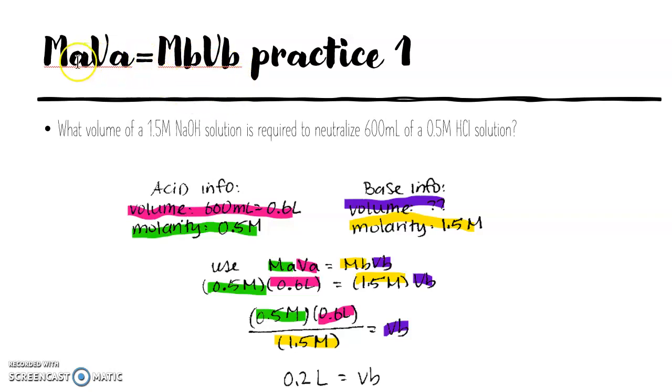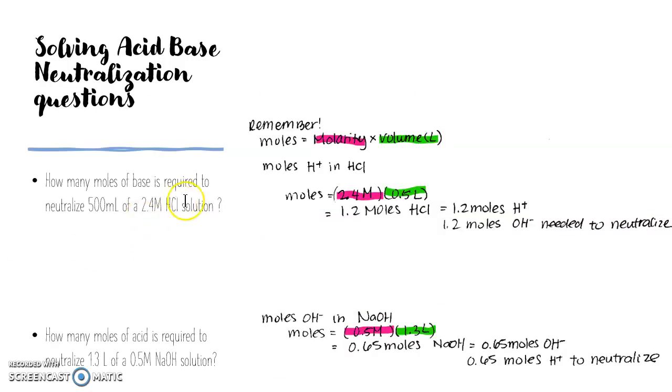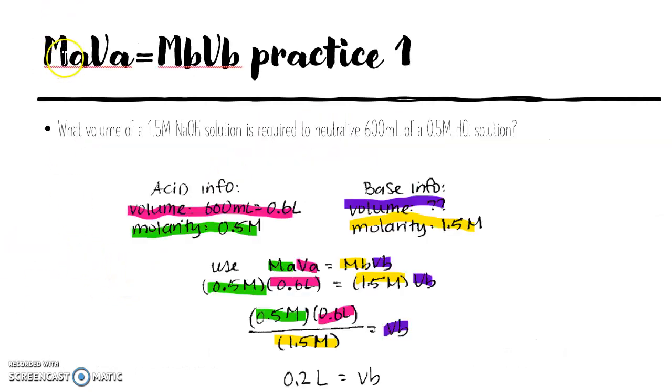Okay, so if you think about it, if you multiply molarity times volume, that gives us moles. Okay, so that means if we take the molarity of the acid times the volume of the acid, that gives us moles of acid. If we take the molarity of the base times volume of the base, that gives us moles of base. So if moles of acid is equal to moles of base, then molarity times volume of acid must be equal to molarity times volume of base.